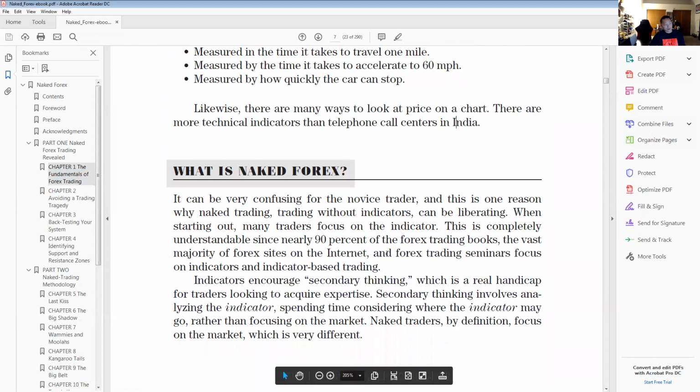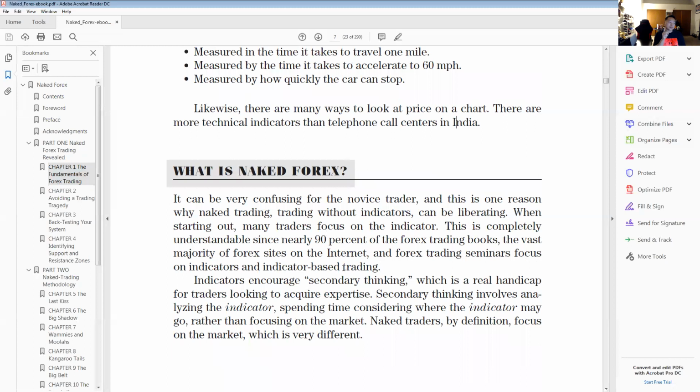And this is a very important paragraph to read too. What is naked Forex, right? Trading without indicators. Many traders focus on the indicator, which is true. Nearly 90% of Forex trading books, the vast majority of Forex sites on the internet, and Forex trading seminars focus on indicators and indicator-based trading.